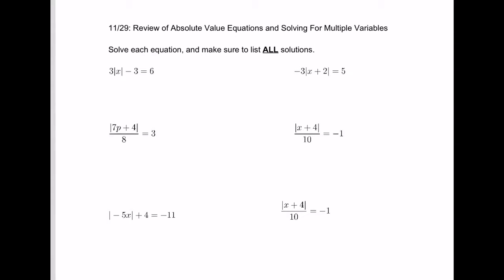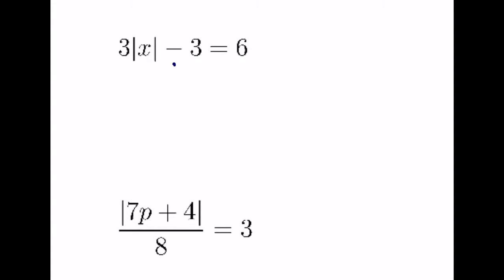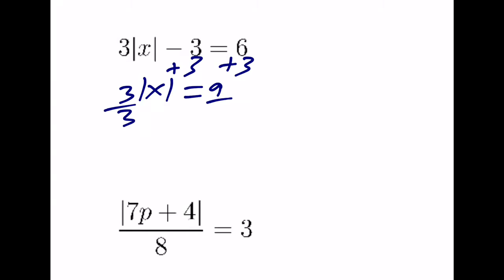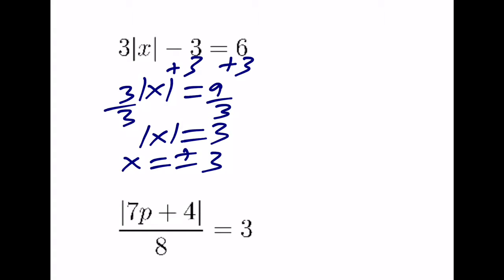November 29th, review of absolute value equations and solving for multiple variables. Top left, plus 3, 3 times the absolute value of x is equal to 9. Divide by 3, the absolute value of x is equal to 3. So x is equal to plus or minus 3.